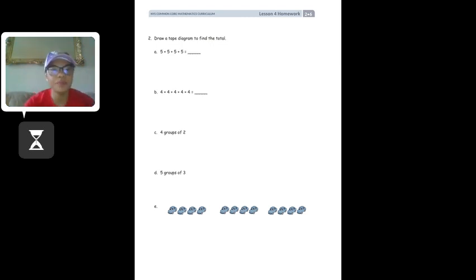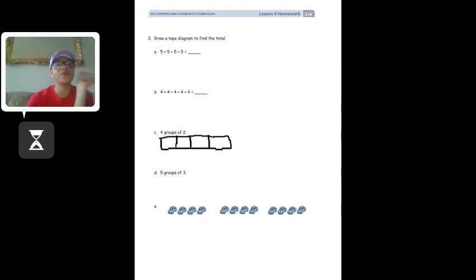So when I draw my tape diagram, I'm going to make it long enough so I can make 4 equal size groups or 4 equal squares. So in order to make 4 groups, I'm going to make 1, that's 1 group, 2 groups, and then 1 more, and then now I have 1, 2, 3, 4, 4 equal size squares in my tape diagram. That's 4 equal groups. And it says on letter C that I need 4 groups of 2.